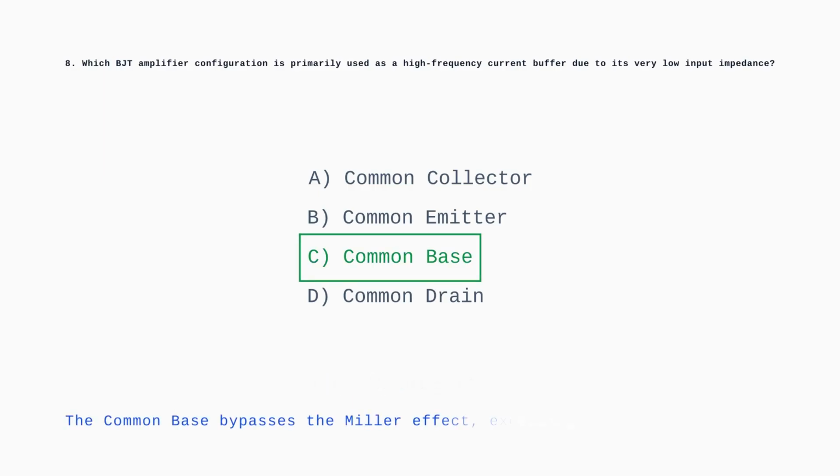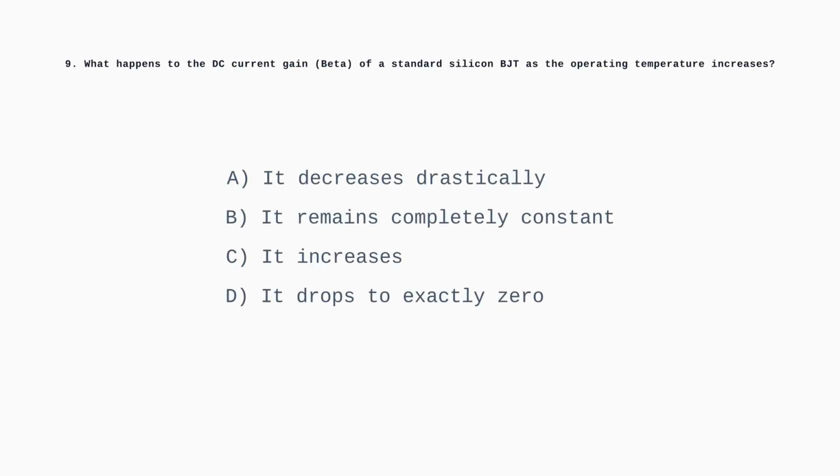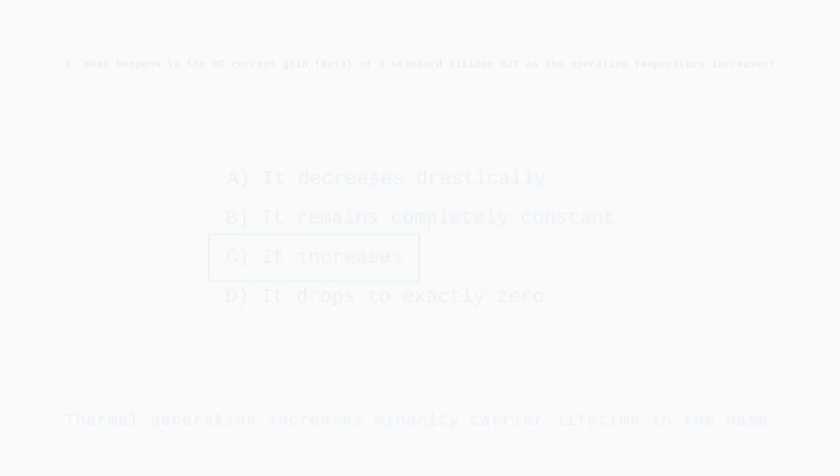The common base stage has extremely low input impedance and high output impedance, acting as a current buffer and mitigating the high-frequency Miller effect. Question 9. What happens to the DC current gain, beta, of a standard silicon BJT as the operating temperature increases? As the operating temperature rises, minority carrier lifetime in the base increases, causing the forward DC current gain to increase.